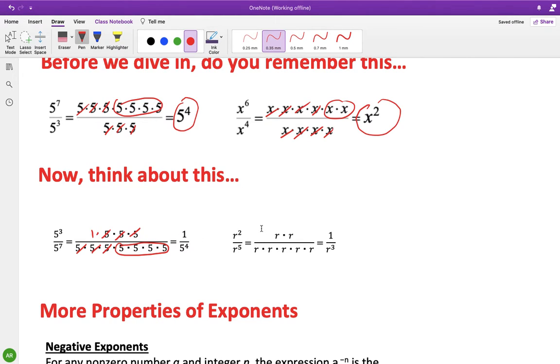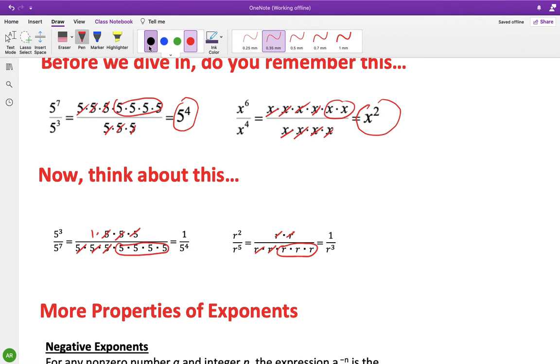Same thing happens with the r's over here. We have r squared divided by r to the 5th power. The 2 r's on top cancel out 2 r's on the bottom, leaving us with 3 r's on the bottom. We have that 1 hanging out there that we can't see, so we have 1 divided by r cubed. So just think about that when we're going over these properties. I think it will make it a little easier to understand how they work.